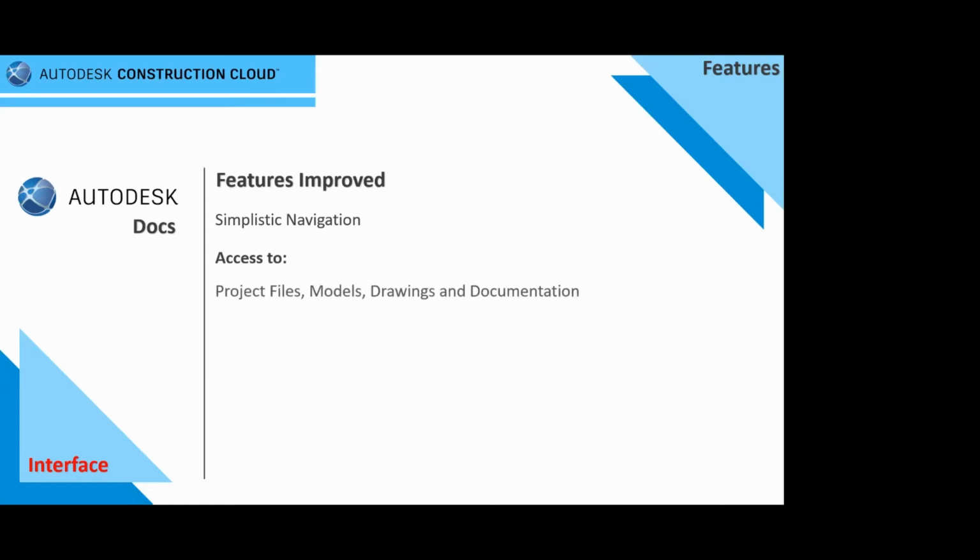So one of the features I want to showcase to you guys today is the interface. So when we talk about the interface, we need to understand that there have been features improved upon within the ACC Docs side. So the basic one is the simplistic navigation of the interface. The idea is we can access different types of features, or if I could say, elements within our projects. So access all your project data. This includes your drawing and modeling files, PDF, Word documents, and Excel documents.